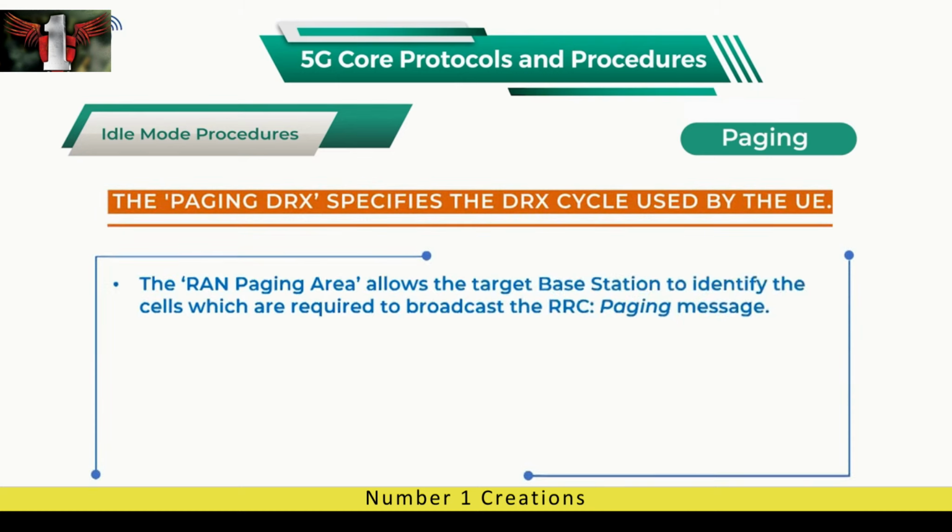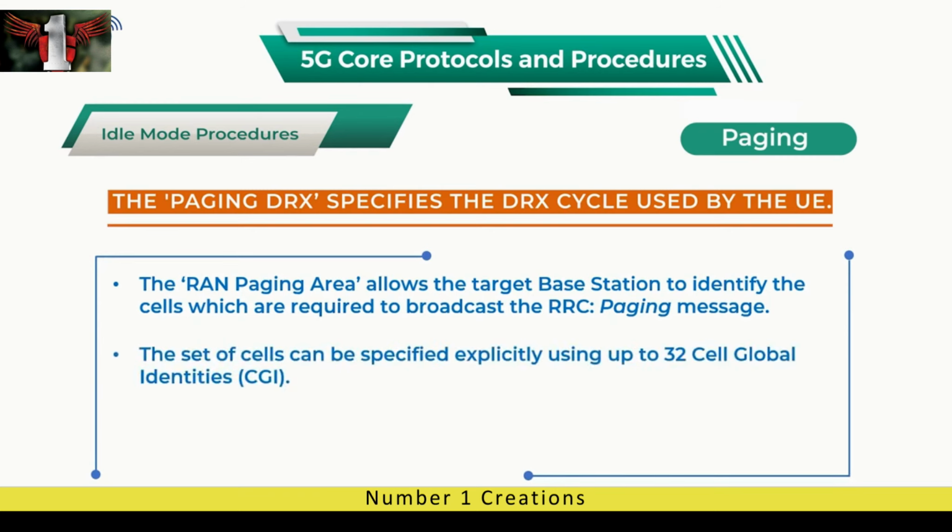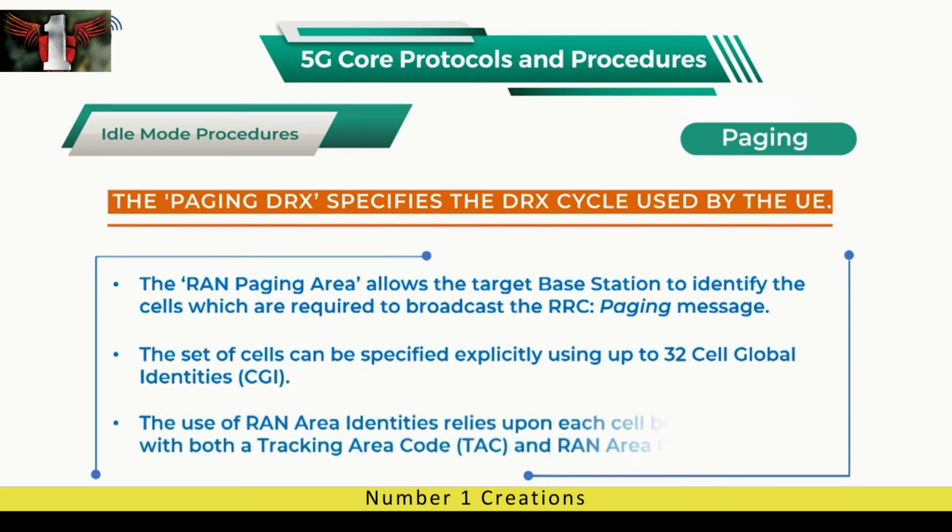The RAN paging area allows the target base station to identify the cells which are required to broadcast the RRC paging message. The set of cells can be specified explicitly using up to 32 cell global identities (CGI). Alternatively, they can be specified using up to 16 RAN area identities. The use of RAN area identities relies upon each cell being configured with both a tracking area code and RAN area code.